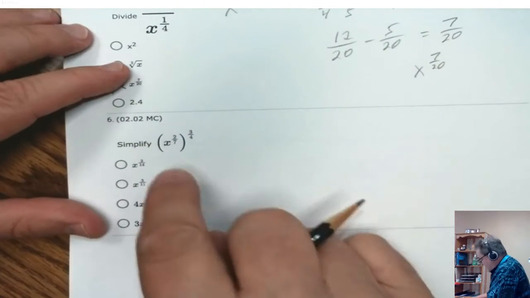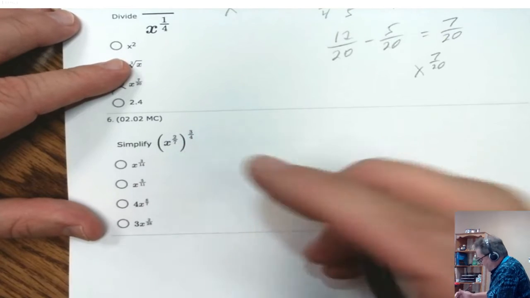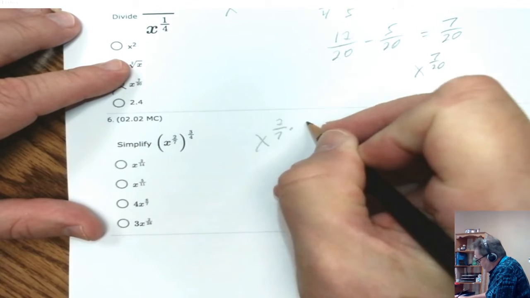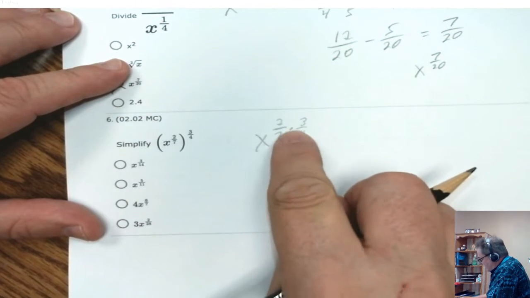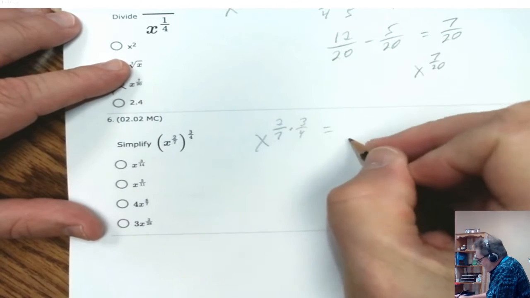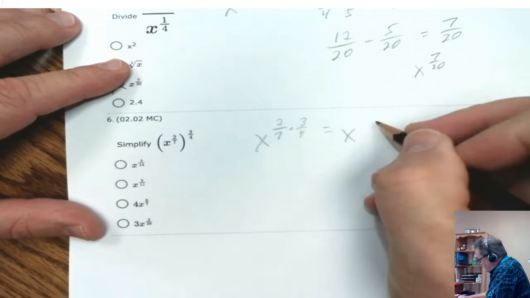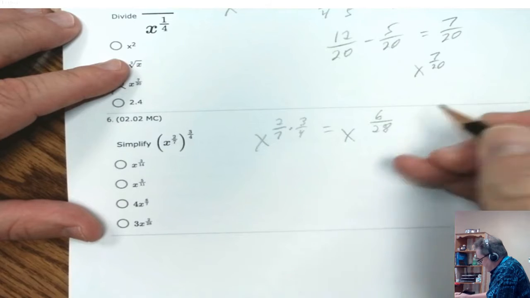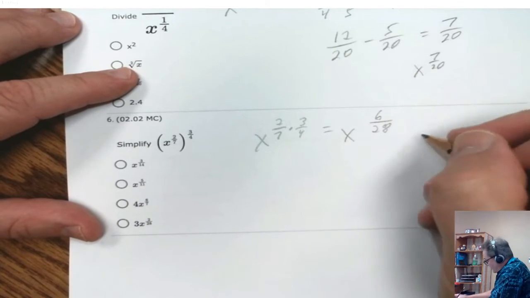All right. This is a power to a power, x to the power of 2/7 taken to the power of 3/4. So in that case, we multiply the exponents. So we take 2/7 times 3/4, which when you multiply fractions, you just multiply straight across. 2 times 3 is 6. 7 times 4 is 28. Now that would simplify because those are both divisible by 2.